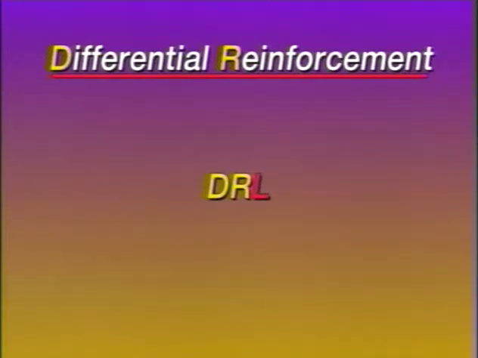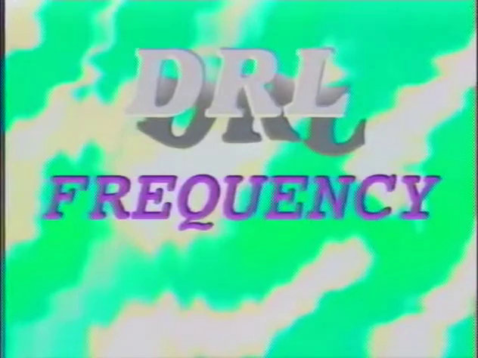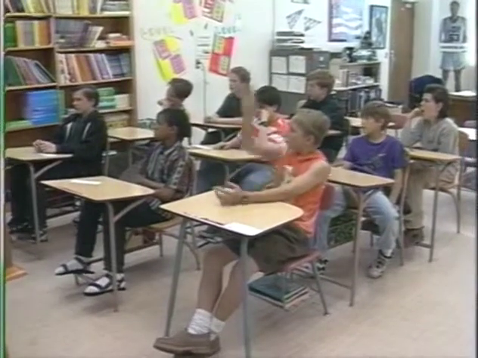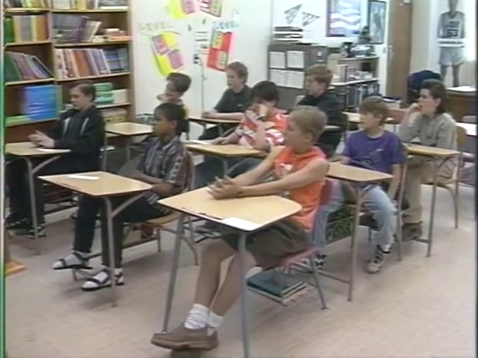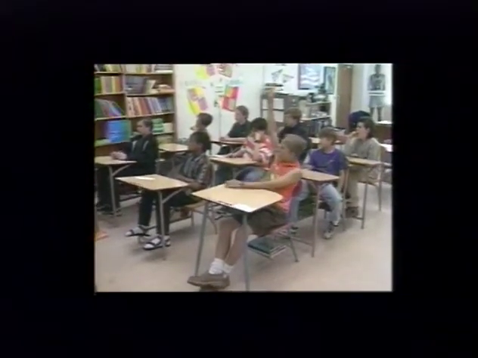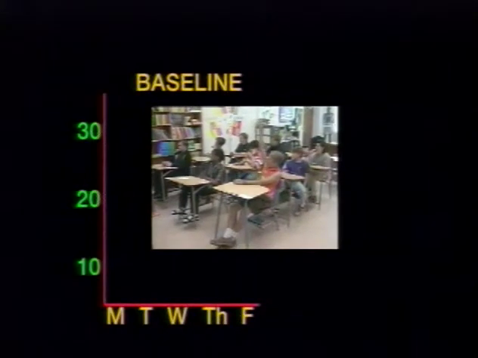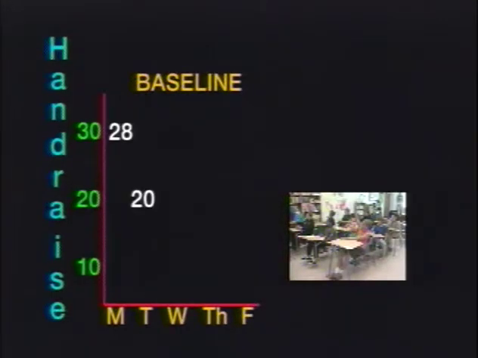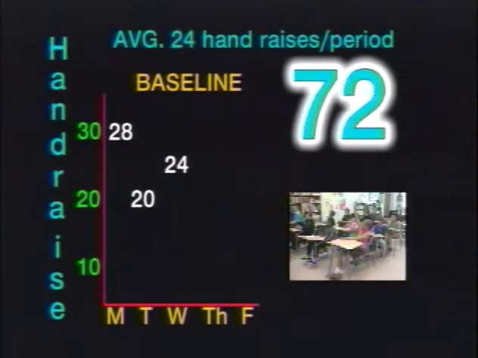In contrast, differential reinforcement of low rates, or DRL, encourages students to lower or reduce the number of times a behavior occurs. For example, hand raising is not a problem unless it's done too often. Start by finding out how often the student raises his hand during instruction. Suppose during 3 days, Andy raises his hand 72 times. That's an average of 24 hand raises each day. This compares to 5 to 8 hand raises for the average student.